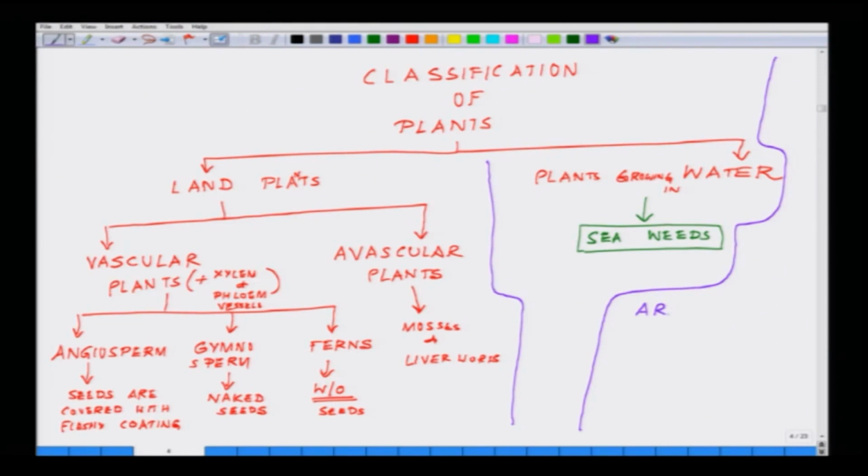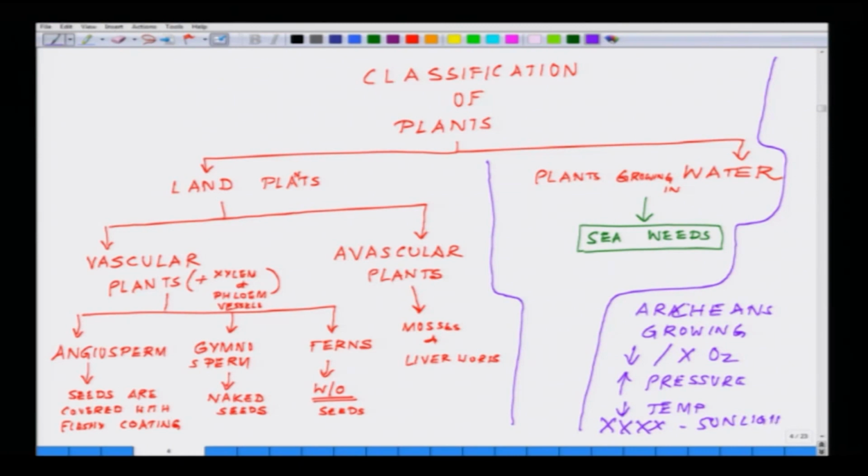There is another group of organisms called archaeans, growing in very low or no oxygen, very high pressure, fairly low temperature, and most importantly, no sunlight. Deep inside the ocean floor, these life forms thrive.